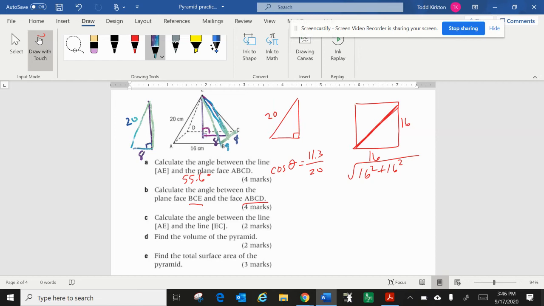And the square root of that, which is about 18.3. So that's 18.3. So looking at that triangle, again, the bottom is 8 and the hypotenuse is 18.3. That's, again, a cosine question. So this time it's the cosine of 8 over 18.3 is my angle.